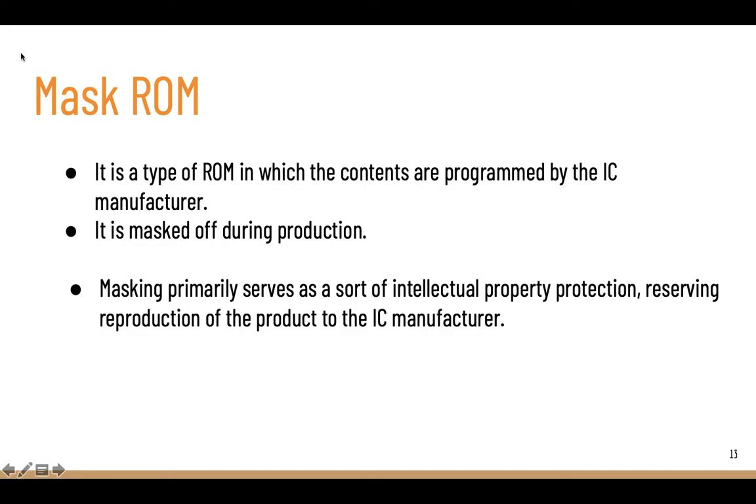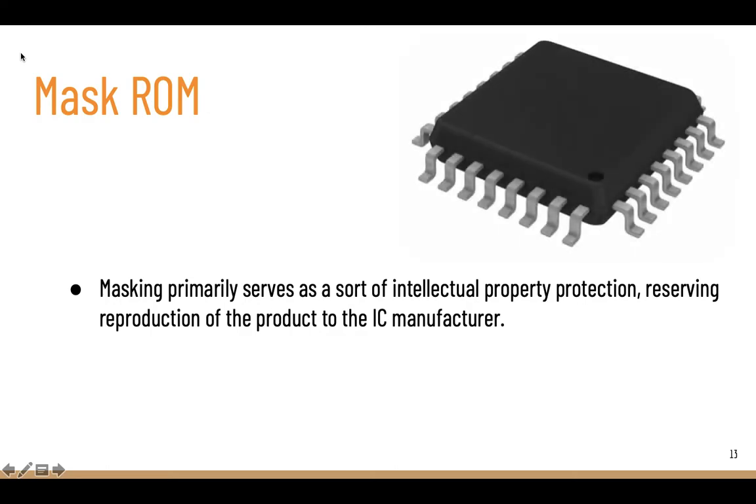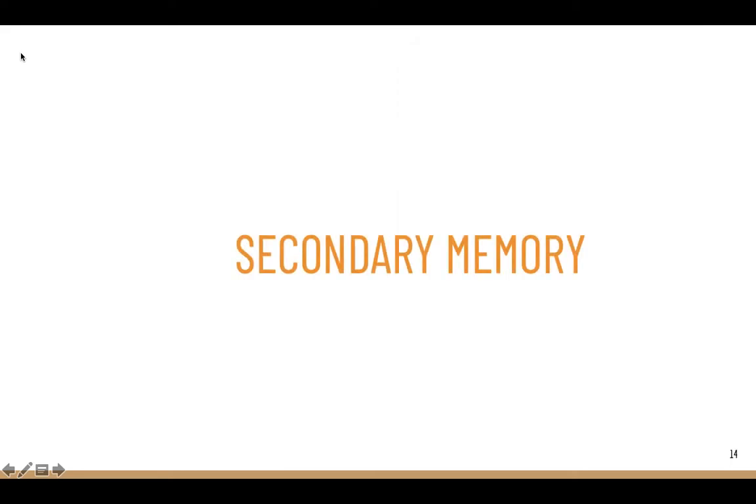Masking primarily serves as a sort of intellectual property protection so that other manufacturers cannot copy their code, reserving reproduction of the product to the IC manufacturer, so that it serves as an intellectual property protection. Therefore, ROM in case of mask ROM is masked off during production. This is how a mask ROM looks like. Now we are done with primary memory. Let's go to secondary memory.